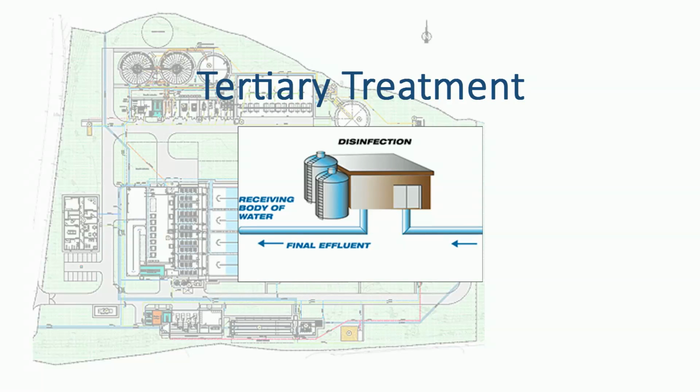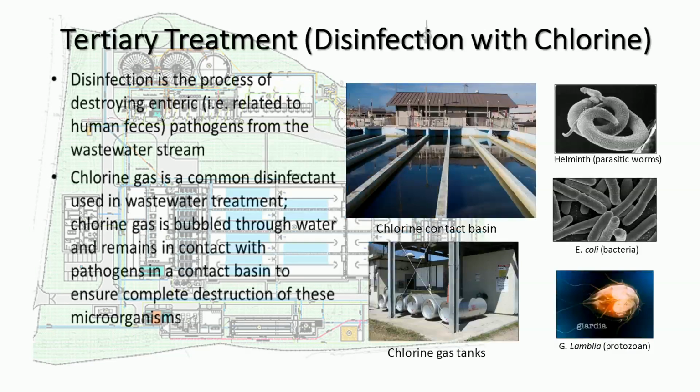Tertiary treatment includes any treatment processes which go beyond primary and secondary treatment. Typically, disinfection is of most importance in tertiary treatment. Disinfection is the process of destroying pathogenic bacteria and viruses which have found their way to the end of the treatment plant. The most common disinfection method is through the addition of chlorine to the wastewater stream, but ultraviolet, ozone, and other strong oxidants may be used instead.